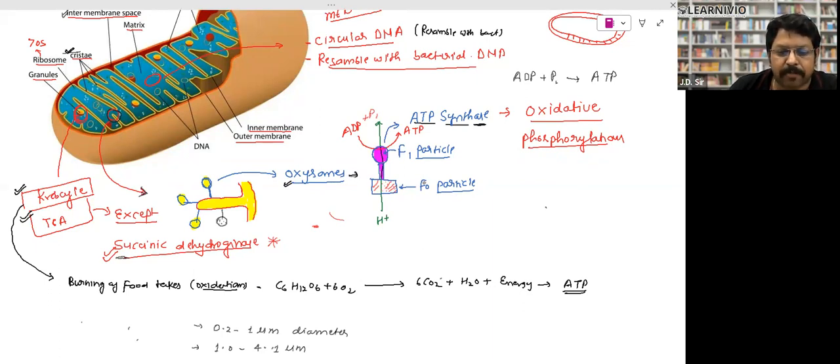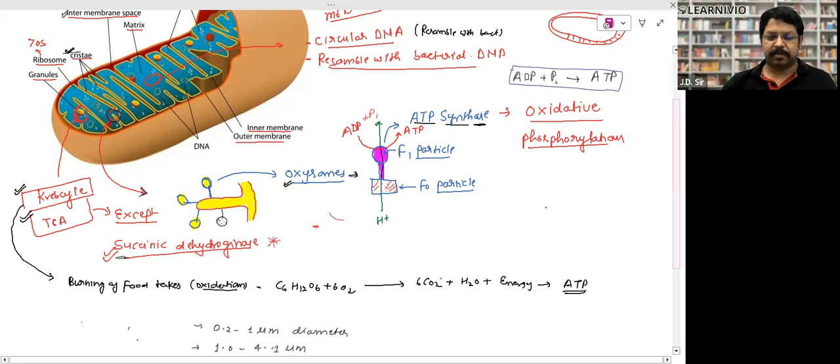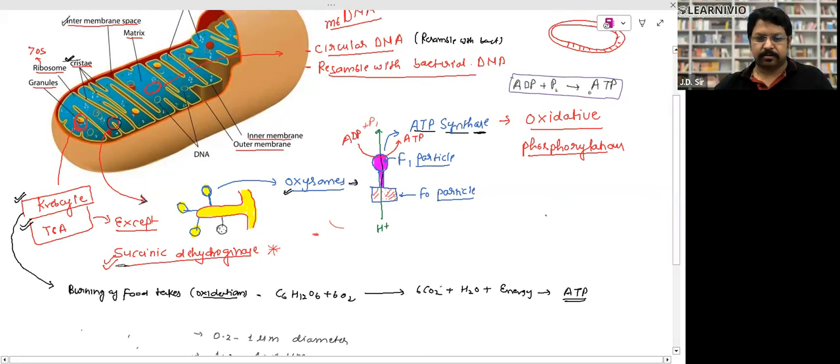This is again the structure of oxysome. The base is called F0 particle, the upper part is called F1 particle. The upper part is made up of ATP synthase enzyme. Formation of ATP takes place in the oxysome head, right? And this reaction is called oxidative phosphorylation. Oxidative phosphorylation is formation of ATP from ADP. Right? Krebs cycle, we know burning of the food takes place in the matrix part. Remember or not? Come on, guys.